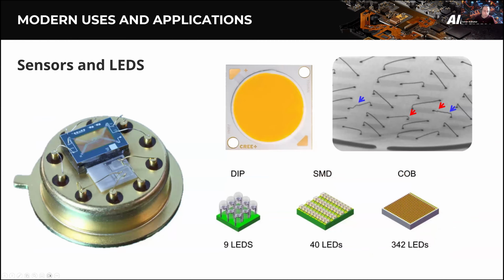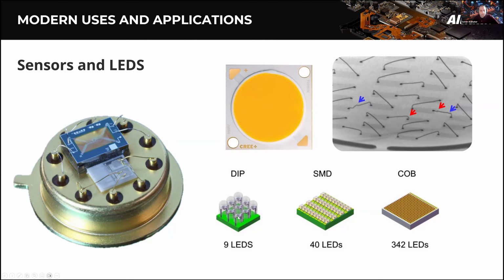So that's one application. Another area where wire bonding is used is in sensors and LEDs. As I mentioned, with sensors, you have limited space and constraints, and so that's where wire bonding is used. And in lighting and LEDs, wire bonding allows you to pack in more LEDs per surface area. So this is a good example here.